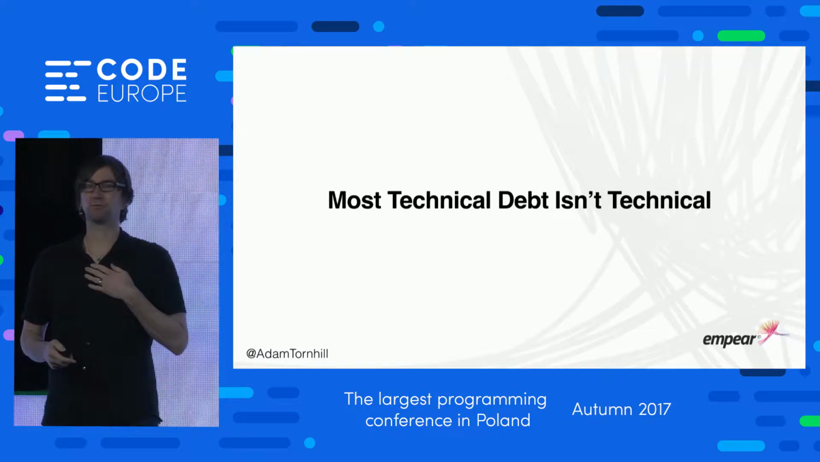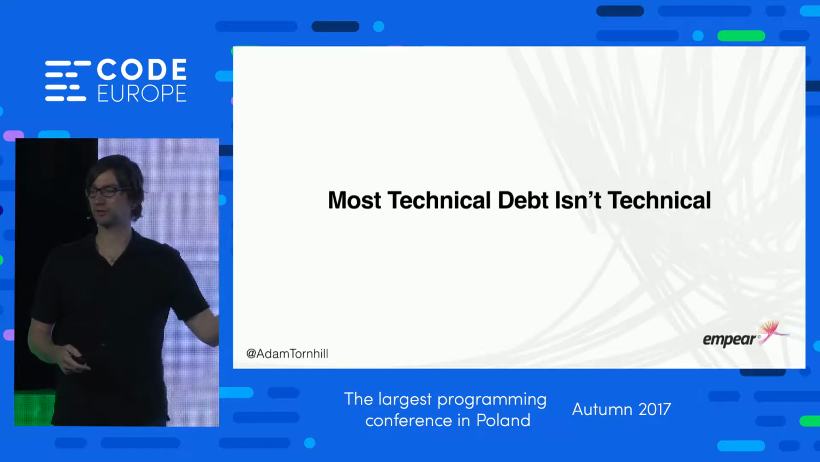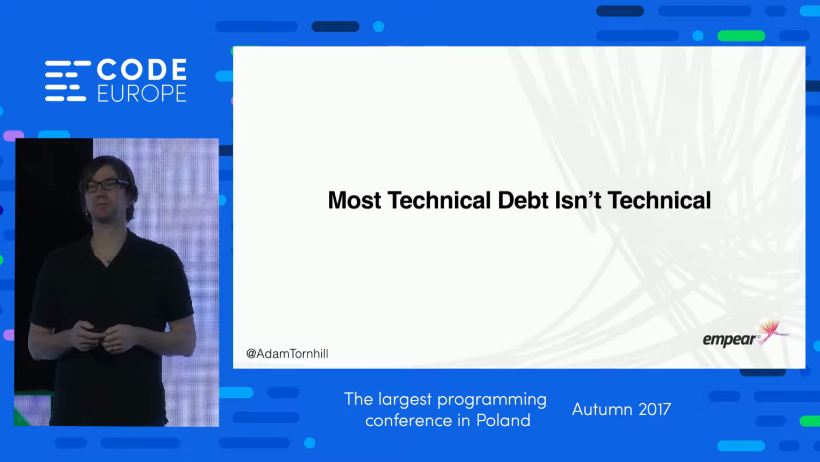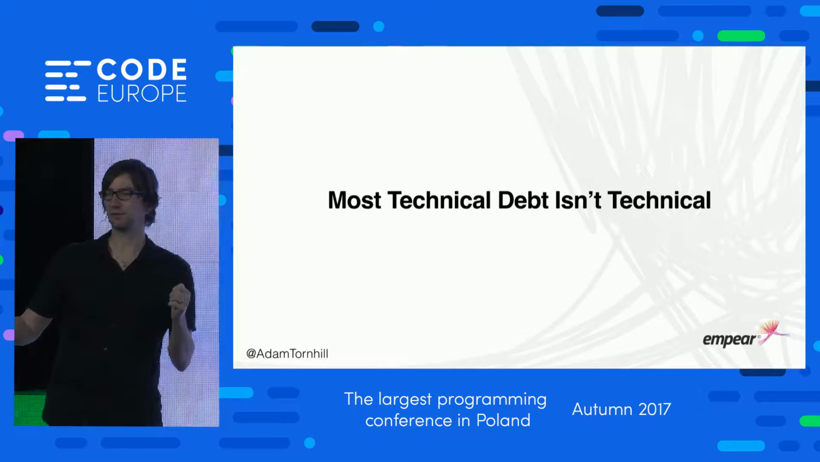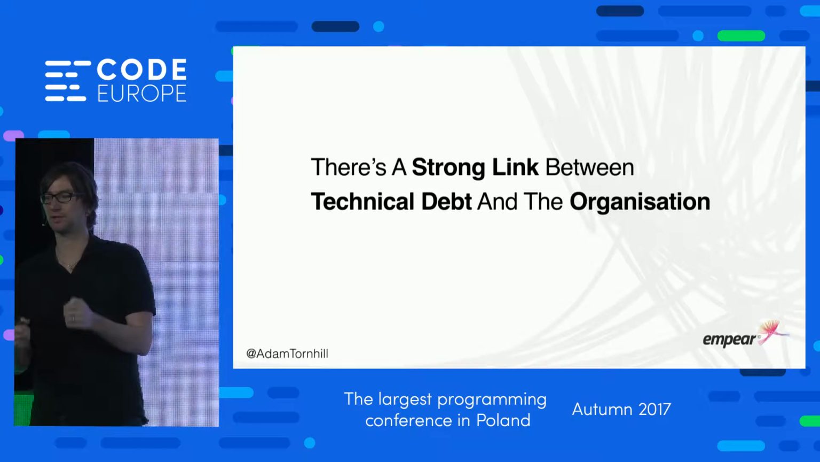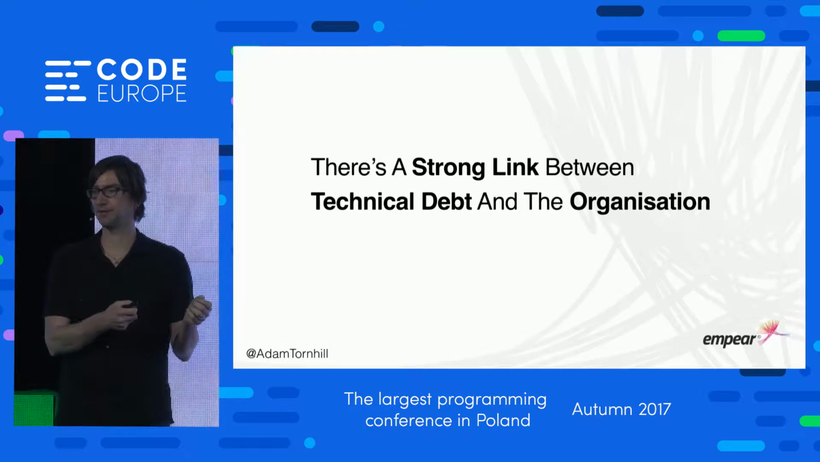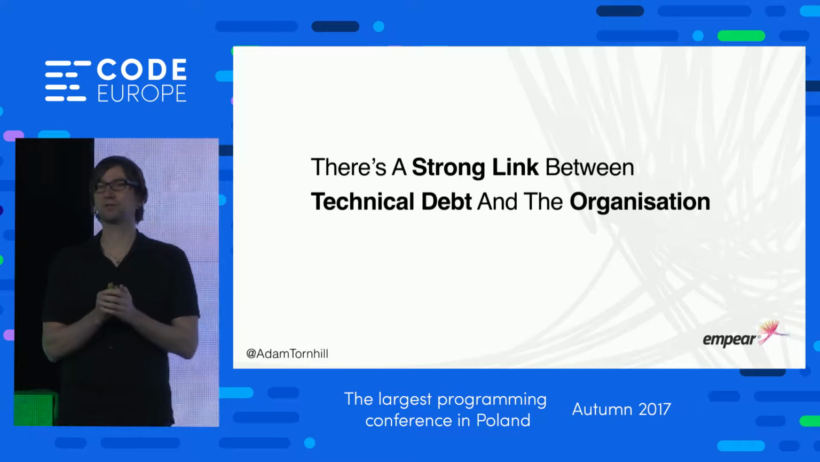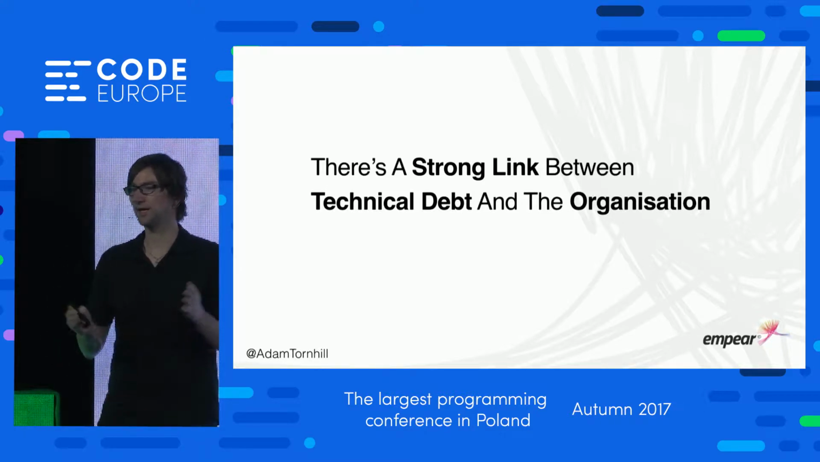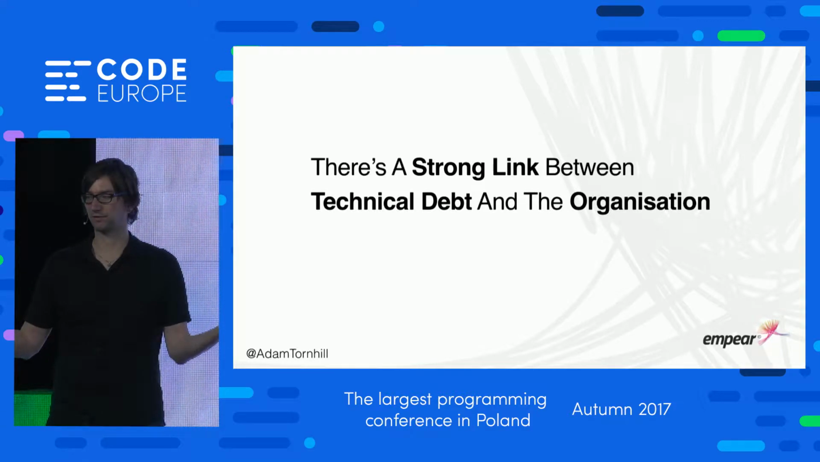And I think the main reason we keep making misattributions like this is because the organization that builds the system is invisible in the code itself. And that's unfortunate because there is a strong link between technical debt and the organization. I'm pretty sure that we cannot address technical debt unless we take a holistic view of that concept. And that holistic view has to include a social view of our code base.